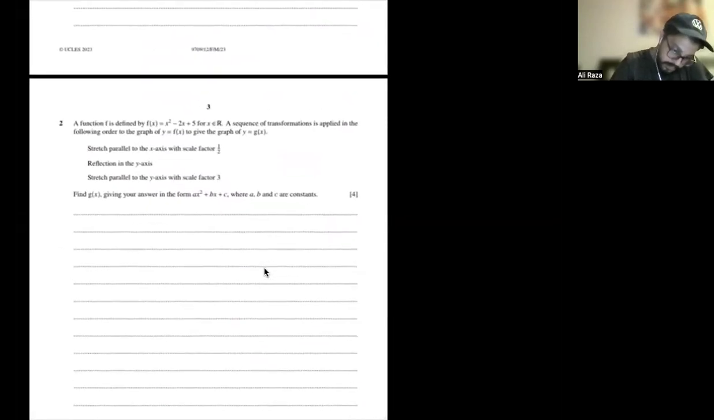Moving on to question 2, we have the function x squared minus 2x plus 5, and we need to apply a sequence of transformations on this which would result in the graph of y is equal to g(x). The first one being a stretch parallel to the x-axis with a scale factor of 1 over 2. The second one being a reflection in the y-axis, and the third one being a stretch parallel to the y-axis with the scale factor 3.